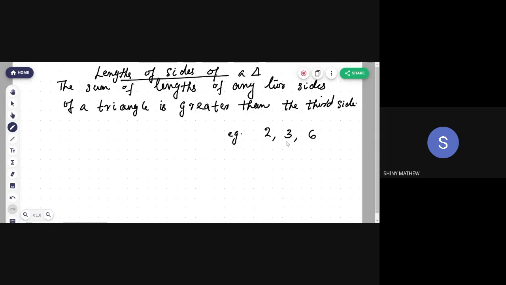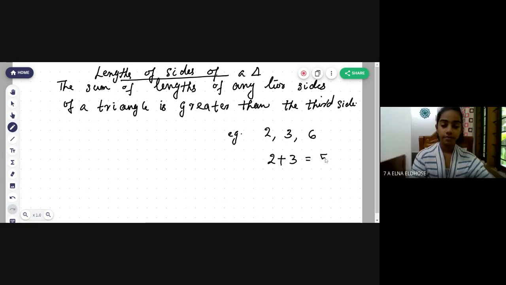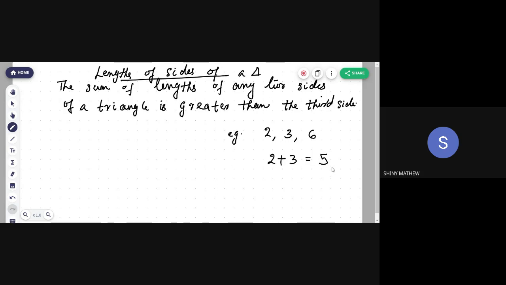Here I added the first two sides, 2 plus 3. What is 2 plus 3? That is only 5. That is not greater than 6.